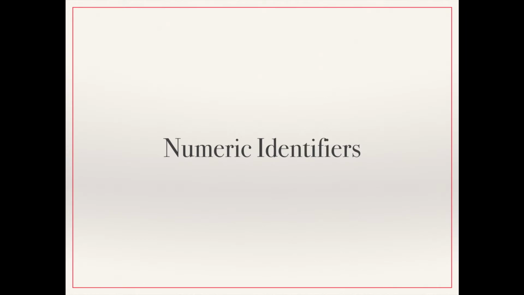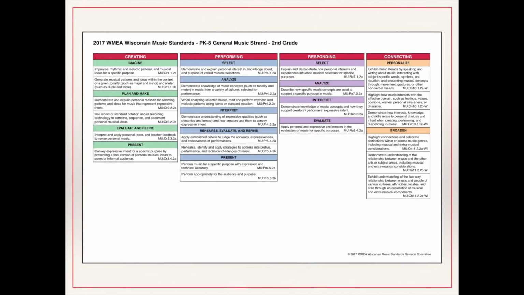The final area of modifications have to do with tweaks to the numeric identifiers. I've already mentioned these in previous slides, but just to review, we've slid the numeric identifiers to the bottom right corner of each box, so they're present but out of the way. Also, in the artistic process of connecting, we've added a Wisconsin designator just to clarify that these are in fact different than the 2014 National Core Music Standards.